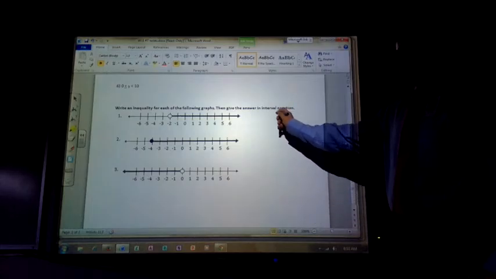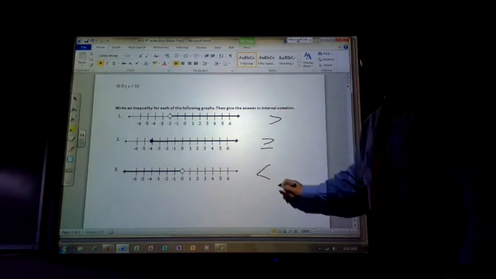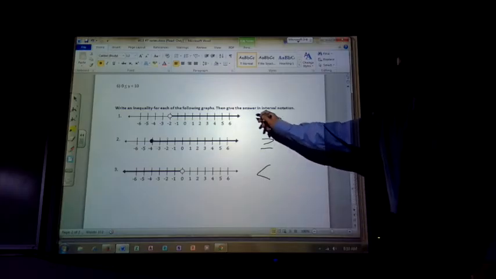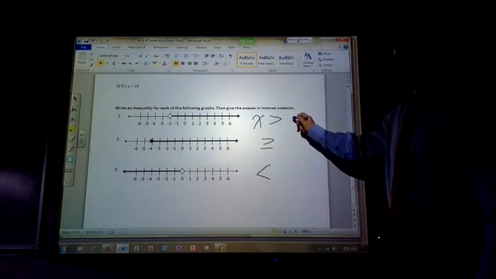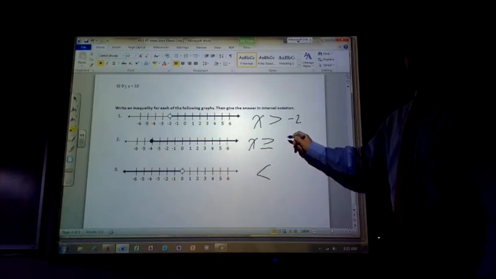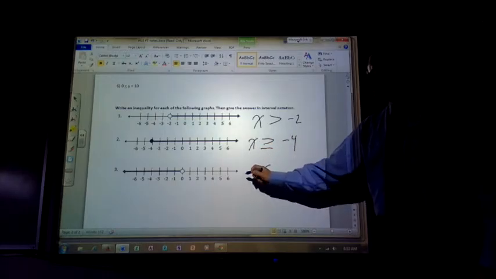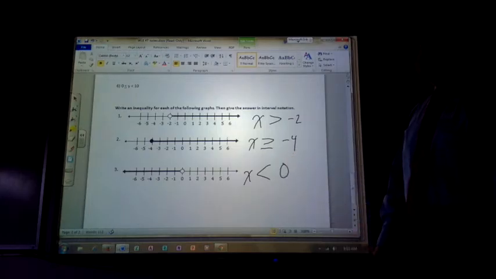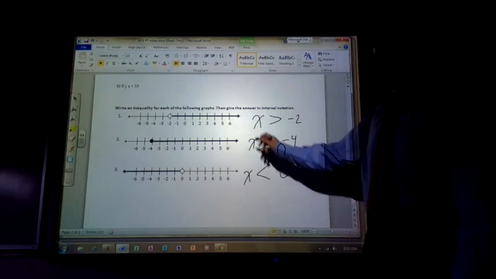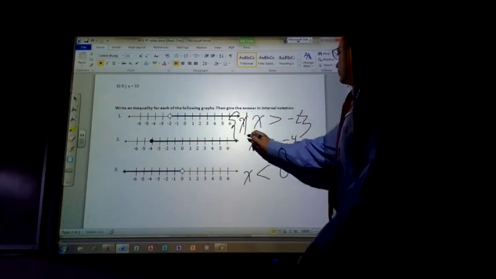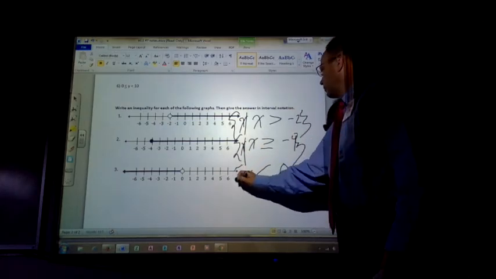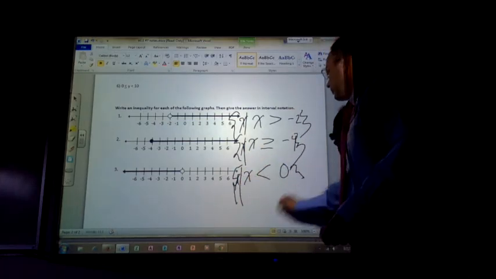Real quick. Greater than and equal to, less than. Those are the signs. X is greater than negative 2. X is greater than or equal to negative 4. X is less than 0. Then give that answer in interval notation. Something like that. I'm pretty sure you have enough knowledge now to complete, what do you think?